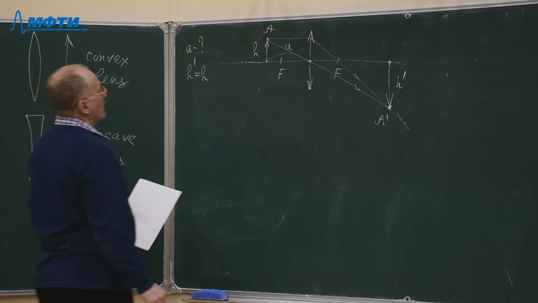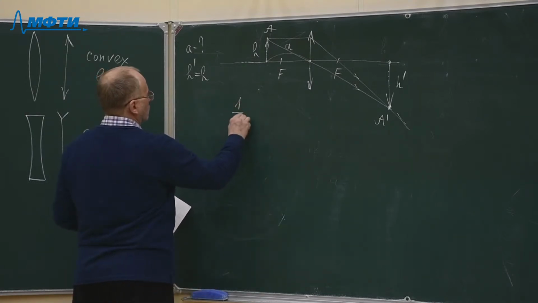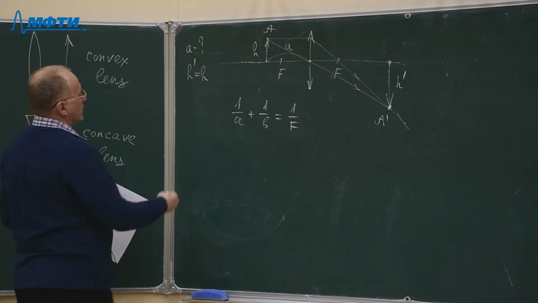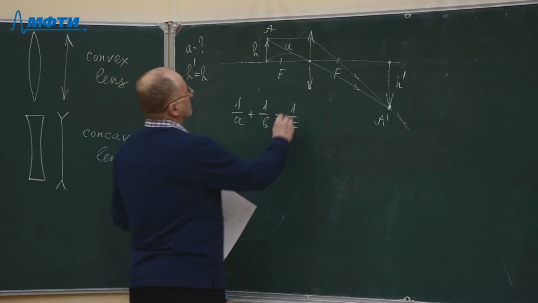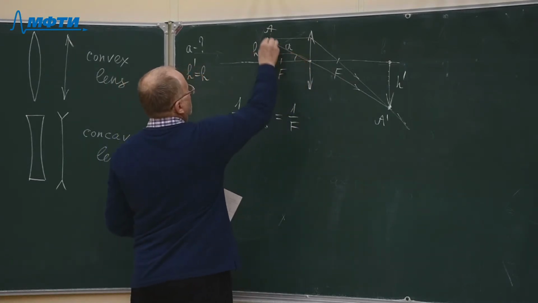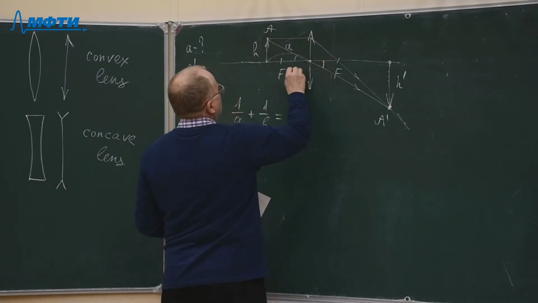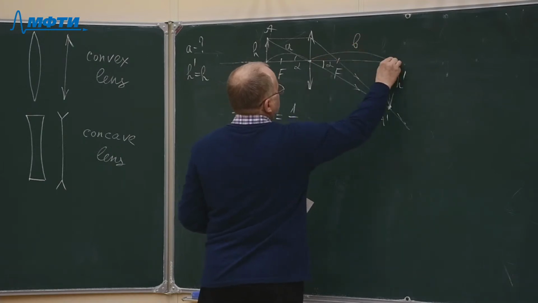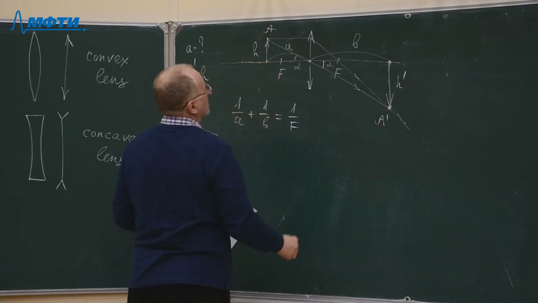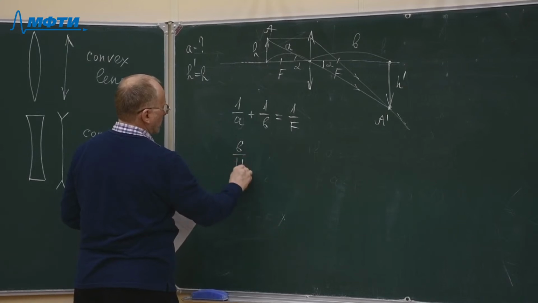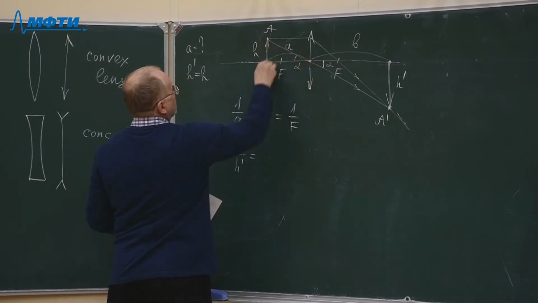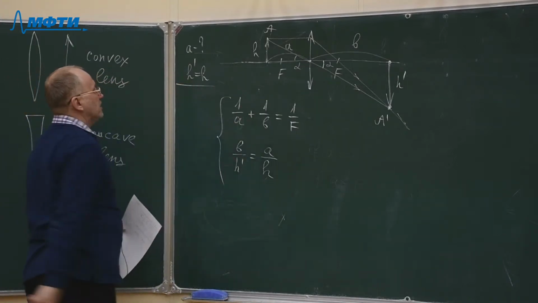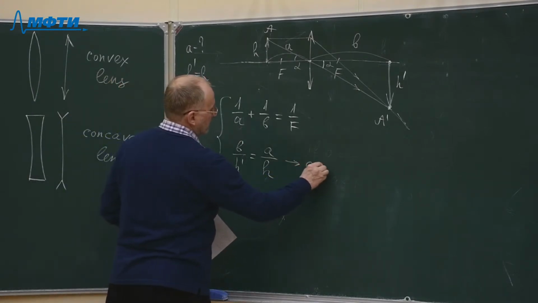And so if we use the lens formula, 1 over a plus 1 over b equals 1 over f, and also we know that here, from these two right triangles, this angle alpha and this angle alpha are equal, and therefore the distance b of the image and the height of the image are related in such a way that distance b over h prime equals distance a divided by h. So we have these two equations, and if h prime equals h, then from the second equation we obtain that a must be equal to b.